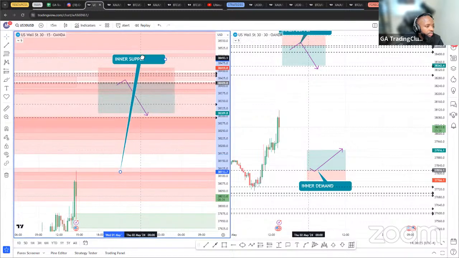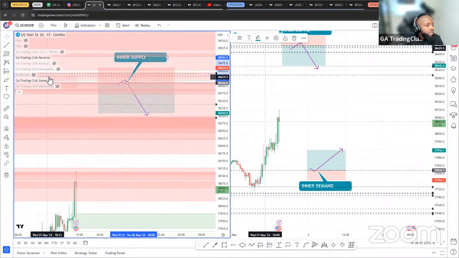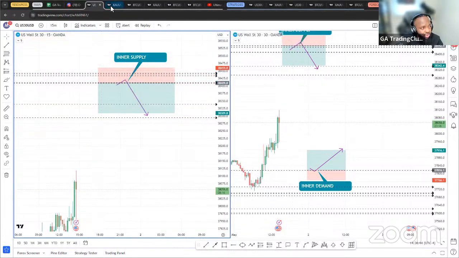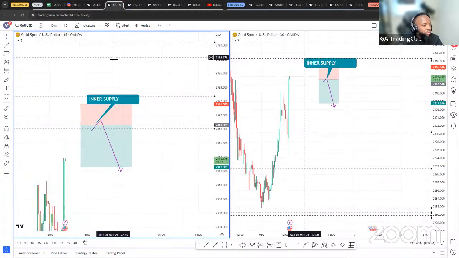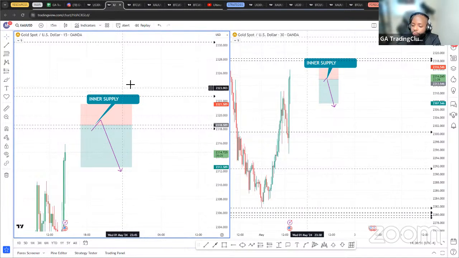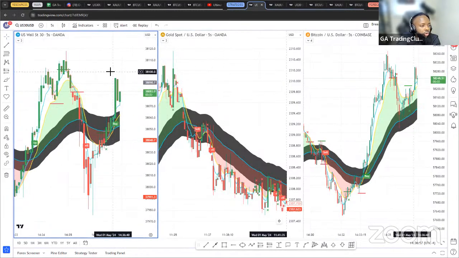Up here for US 30. So that's the 15-minute that I was saying I was looking to take, right? And you can see how price just zoomed so fast. So we didn't catch that one on US 30. It is what it is. So let's see. So now the only trade that I'll probably take is the gold 15-minute supply. So that will be probably the only trade for me for the rest of the day.